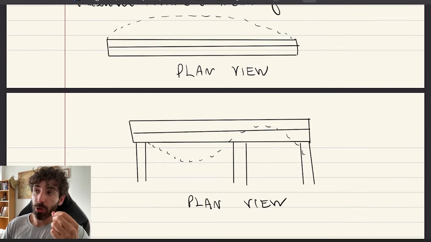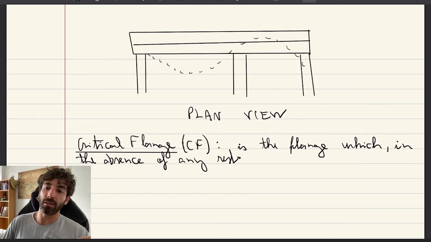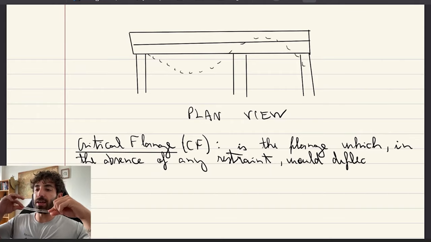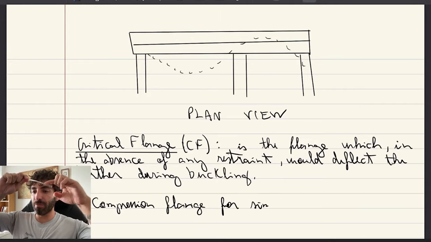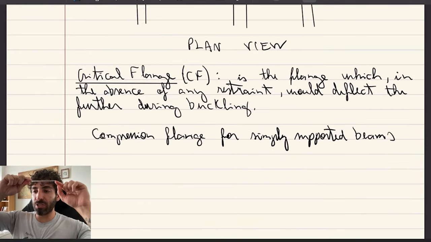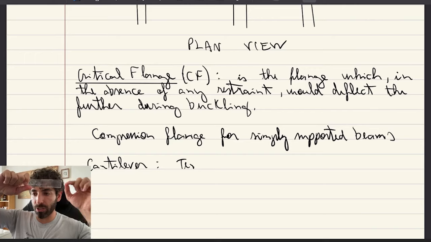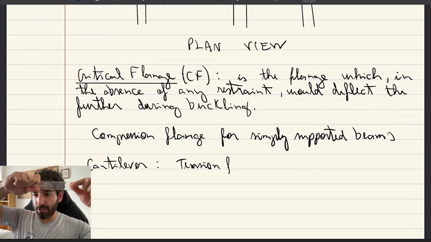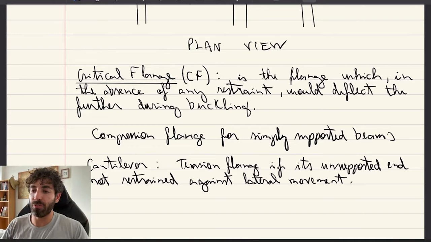Now, when we talk about restraining the beam, we usually mean restraining the critical flange of the beam, which is the flange that, in the absence of any restraint, would deflect the furthest during buckling. So in practice, the critical flange is the compression flange for a simply supported beam. And for a cantilever beam, it is the tension flange if the unsupported end is not restrained against lateral movement. But if the tension flange or the whole cross section is prevented from moving sideways, then the compression flange will be the critical flange.